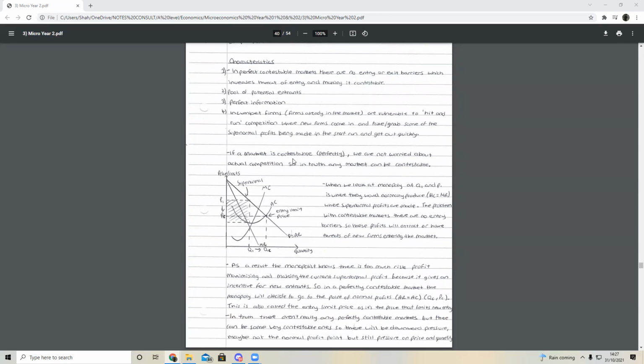If a market is contestable, we are not worried about actual competition. So in truth, any market can become contestable. When we're looking at monopoly at Q1, P1, this is where they will normally produce, where MC equals MR. The problem with contestable markets is there are no entry barriers, so these profits will attract, or have threats of, new firms entering the market.